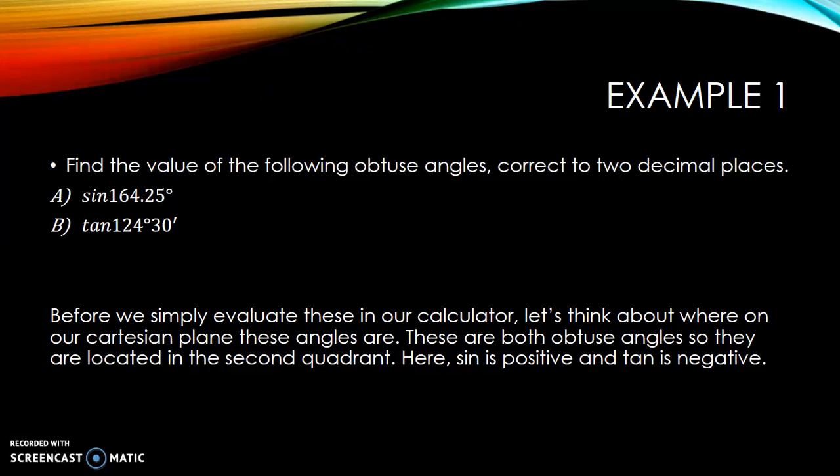Now we can simply evaluate these ratios here with the obtuse angles in our calculator. But let's think about where they're going to be before we do anything. So we have two obtuse angles here. Sine of this obtuse angle of 164.25 degrees. That's going to be in our second quadrant because it's obtuse. And since we have sine, that means this is going to give us a positive answer. But this one, 124 degrees and 30 minutes, that's also an obtuse angle in our second quadrant. But tan is negative there, so tan of that obtuse angle will be negative.